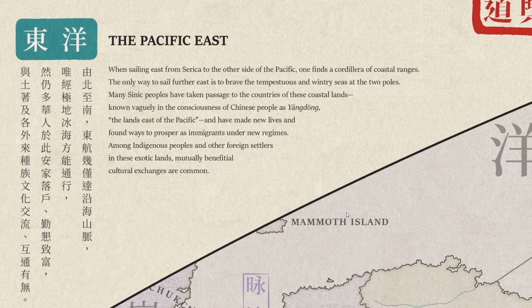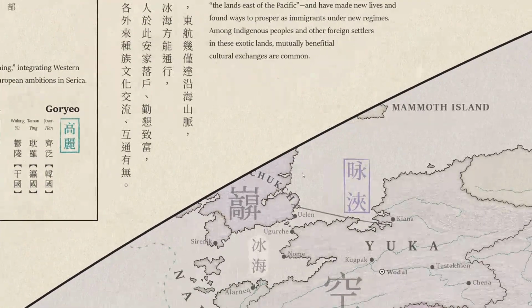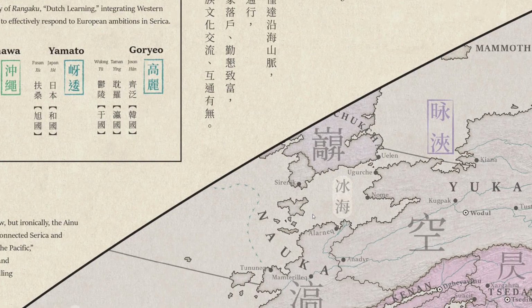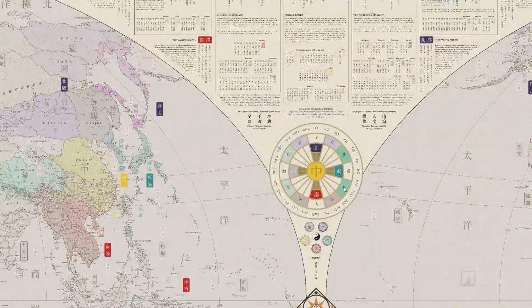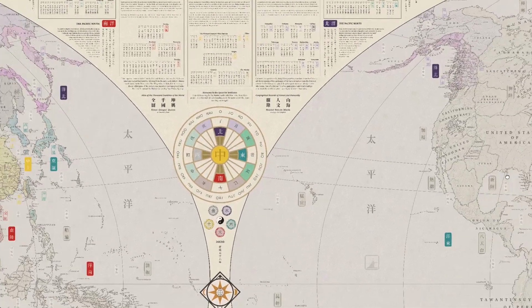When sailing east from Serica to the other side of the Pacific, one finds a cordillera of coastal ranges, right? The only way to sail further east is to brave the tempestuous and wintry seas at two poles. If you really think about it, that's actually how our world works. We have a double continent, or one single continent, that blocks the world in half like that, right? The only way to cross this is going through the two poles.